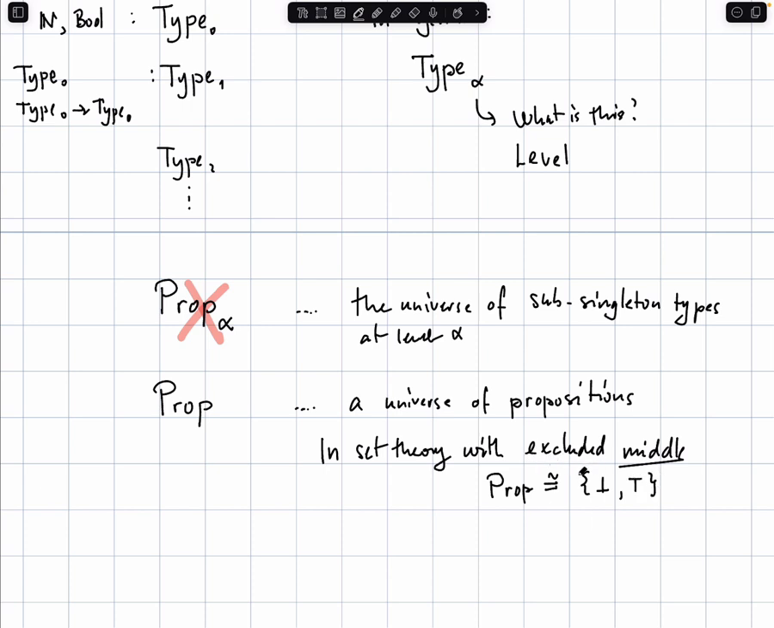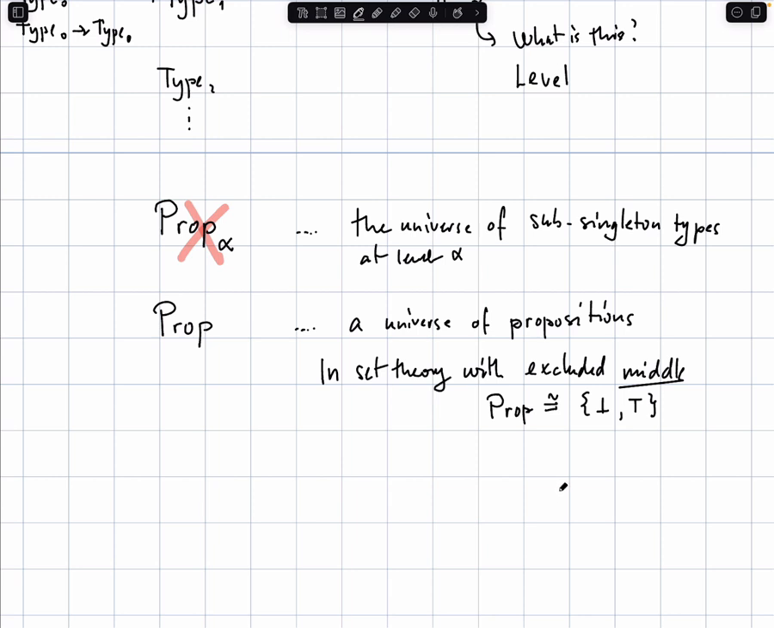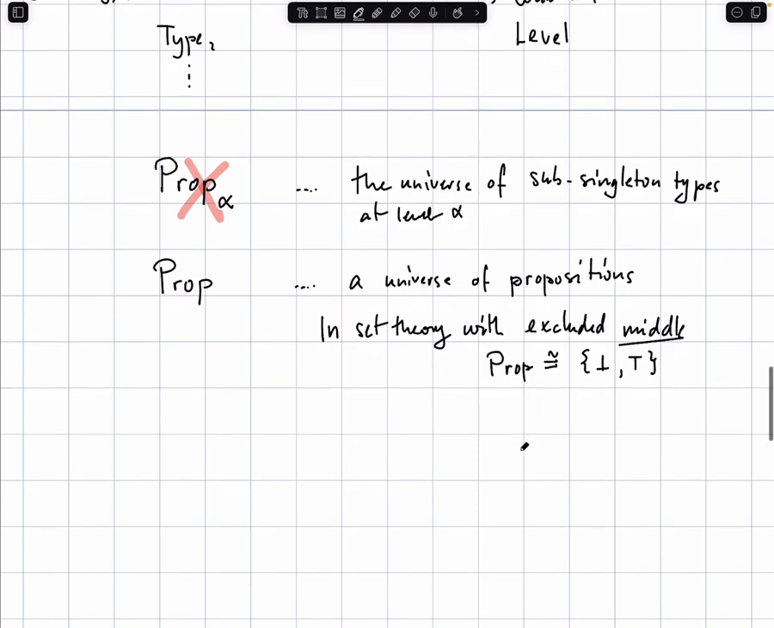But without excluded middle, you can't show this. Okay? So without excluded middle, it's something weird because it's small. You can show that there aren't 3 elements in it. There are not 3 distinct elements in this prop. But you can't show that it's only 2. Okay? So I will try to avoid this intuitionistic stuff.